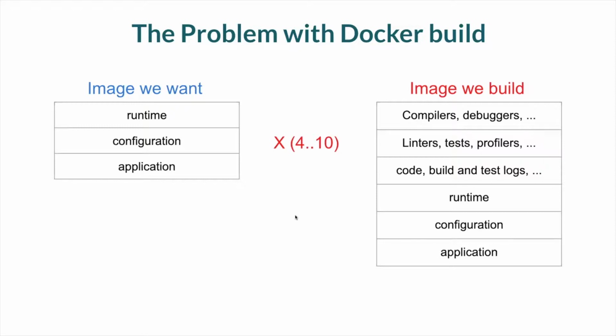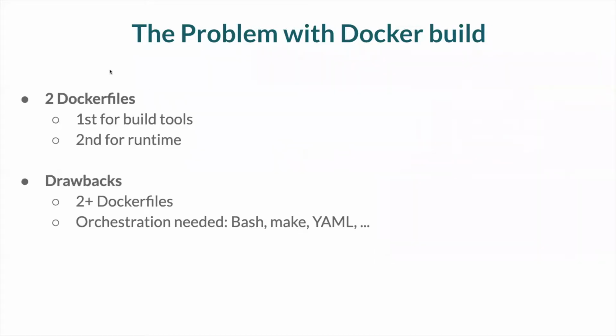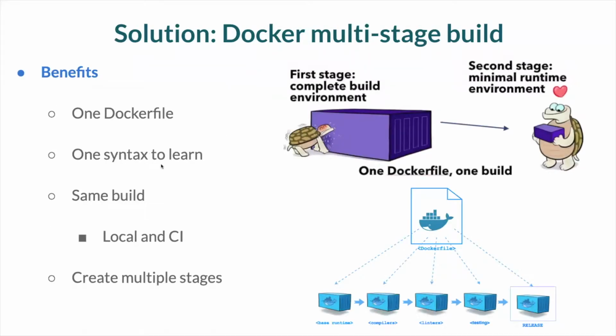So what would be the solution to this problem? The solution could be, maybe we can generate two Docker files. One would be a Docker file that will contain the build tools, and another one for the runtime. But the problem with this is that it will require us to first write and maintain two Docker files for the same application. And then also it will require us to write some script to manage the orchestration between the two Docker files. So maybe bash or make or YAML script. So what will be a better solution? Well, you guessed right, that would be to use Docker multistage build.